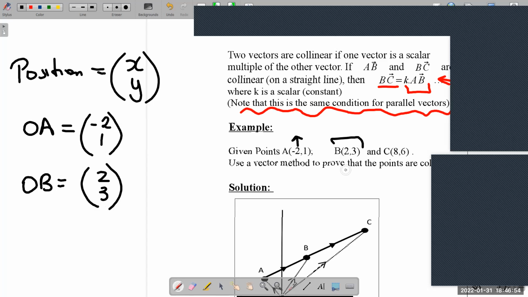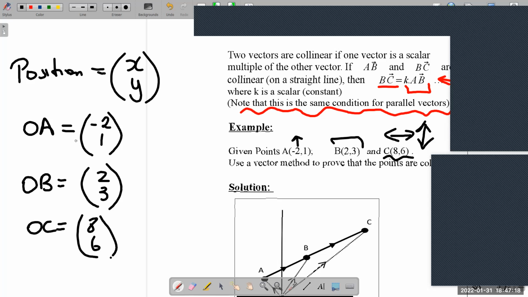Next one, OC. What is OC? OC is equal to 8, 6. Which one to the top? The X to the top, so that's 8. And what's to the bottom? 6. Boom. So as you realize, all we did was move this point from horizontal representation to what? Vertical representation. That's how you change a point to a position vector.